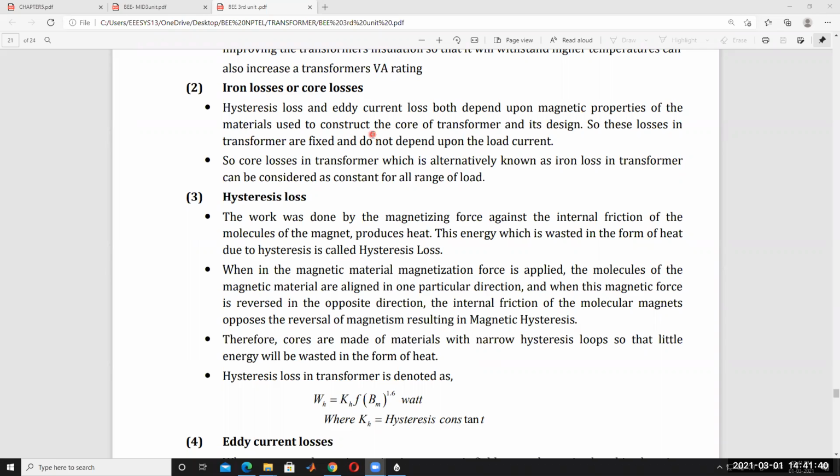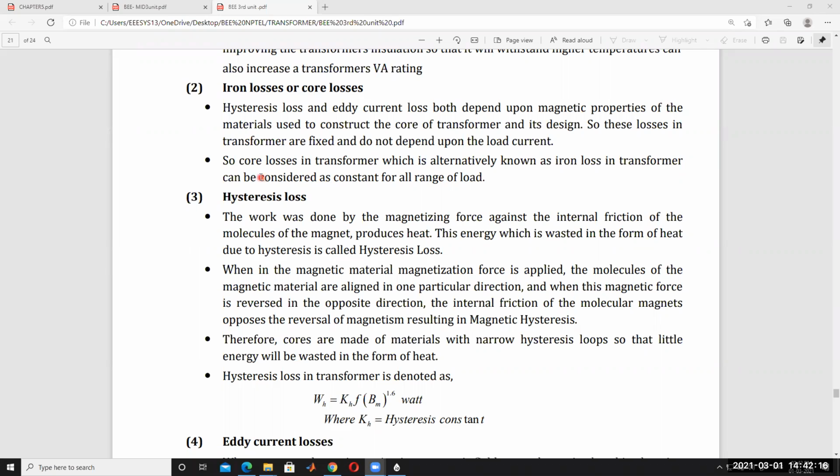Supply voltage is almost constant in a transformer. Supply voltage is 230 volts for single phase, which is constant, and for three phase it is 440 volts, which is also constant. Supply voltage is constant but load current changes. So when the load current changes, iron loss stays constant while copper loss changes. Core loss in a transformer, alternatively known as iron loss, can be considered constant for all ranges of load. It is not changing depending on load.